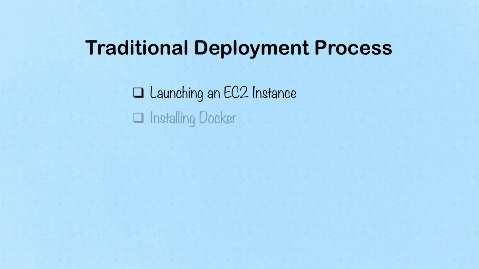Before AWS ECS, deploying containers on AWS was a completely manual process. Let's walk through what it used to look like. First, we need a virtual machine to run our application. This is like renting a computer in the cloud. Next, we install Docker on the EC2 instance. Docker helps us run applications inside lightweight, isolated environments called containers. Then, we download the application's container image from a container registry like Docker Hub or Amazon ECR. This image contains everything needed to run the app.